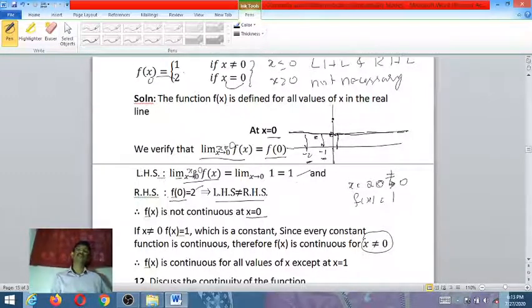It is not continuous at which point? It is not continuous at only this point, that is at x equals 0. For all x less than 0 it is continuous, and for all x greater than 0 it is continuous.